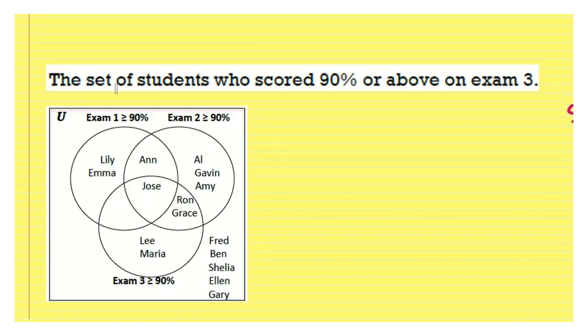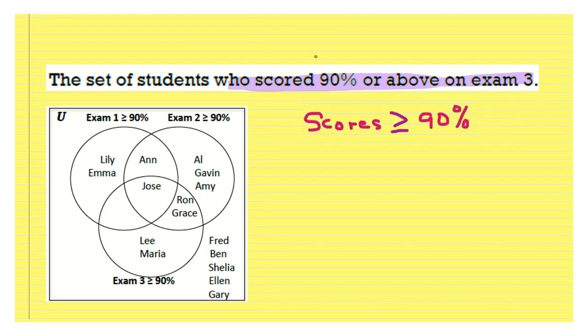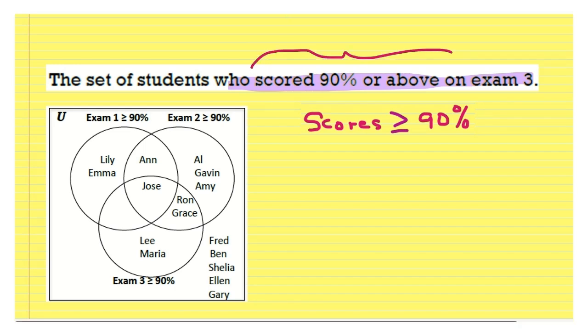Here they tell us that they want us to represent the set of students who scored 90% or above on exam three. I'd like to point out, just to make sure that it's really clear, that when we have this English verbiage that says scored 90% or above, that is exactly the same thing as saying that the scores are greater than or equal to 90, because it basically means that the scores are above or greater than 90%, and it could be equal to it. So it could be equal to the 90% or above or greater than the 90%.